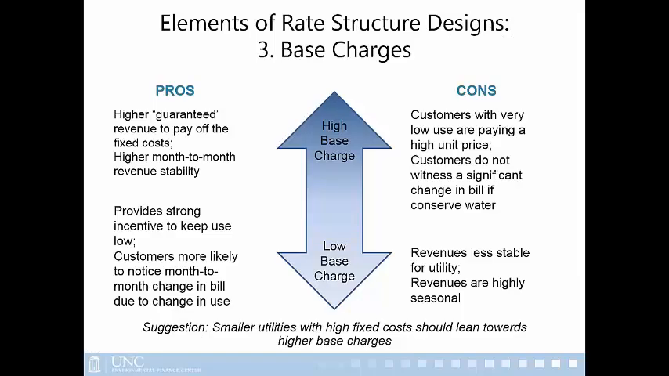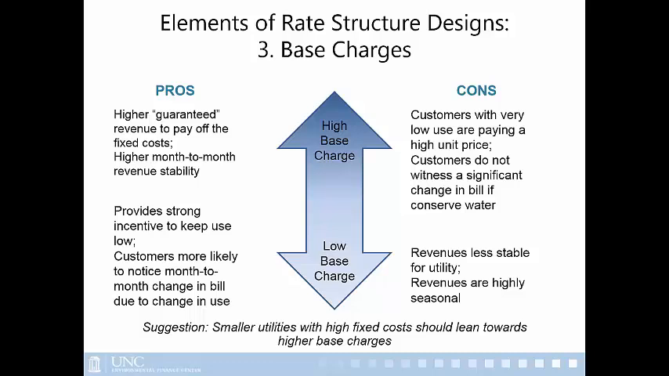Next element is looking at the base charge, and the question there is just how much to put in the base charge. Do you charge a low base charge, $5 a month, or do you charge a high base charge, $50 a month, or somewhere in between? The higher the base charge, the higher the revenue stability for the utility, because this base charge is what's providing your fixed revenue. It doesn't matter how much water the customers use.